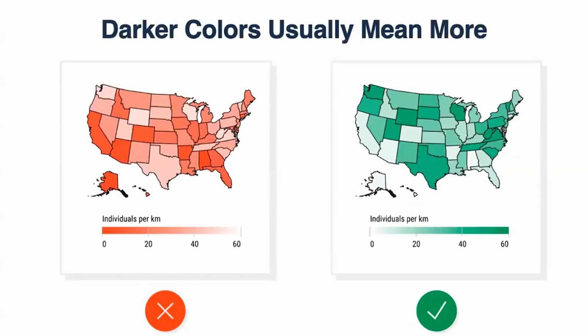Here's another example. Usually darker colors mean more. Here, as you can see, on the left side the dark red color means 0, and the bigger the value, the lighter the color. So again, completely different.